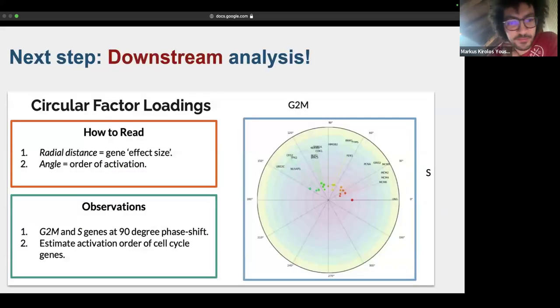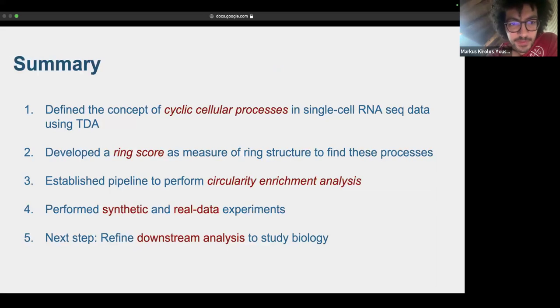And then the next step is to go deeper into the biology and use more tools to really study this cycle. And so this is a summary slide. What we are doing: we are trying to define the concept of cyclic cellular processes in single-cell RNA sequencing data using topological data analysis. We developed a ring score to measure ring structures of these processes, or in general, ring structures of point clouds. And we established a pipeline to perform the circularity enrichment analysis to fish out the cyclic cellular processes. And we showed that it works in synthetic and in real-life data. And there's still some work to do to actually make the biologists happy.